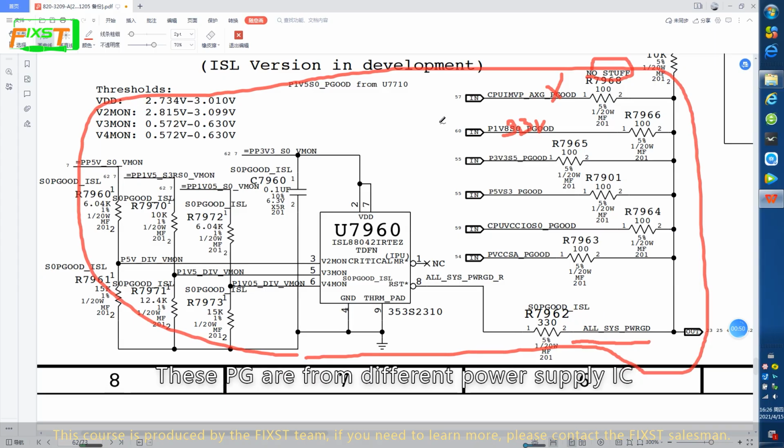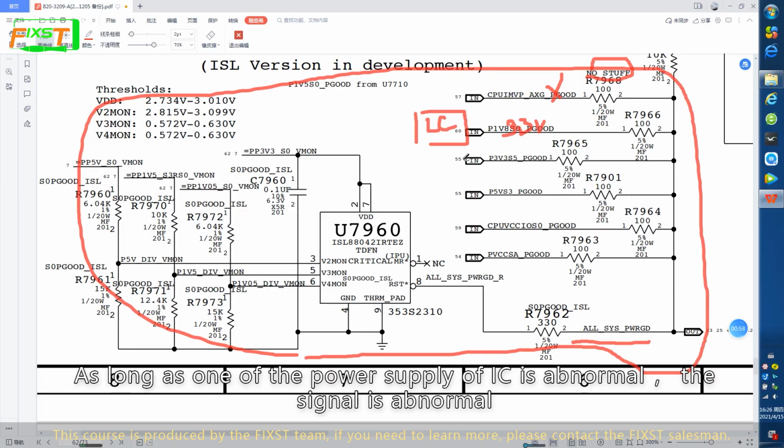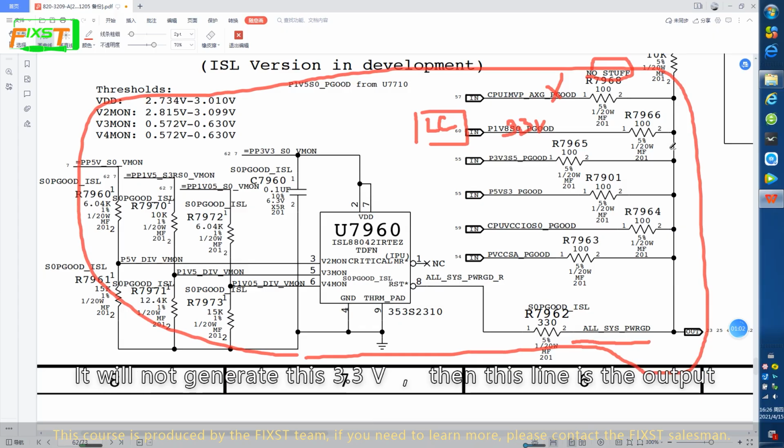These PG signals are from different power supply ICs. As long as the power supply of one IC is abnormal, the signal is abnormal. It will not generate this 3.3 volts, and then this line is the output. Usually it goes to the EC, and the signal on the U7960 as well. This is its switching signal, and its voltage must also come in.